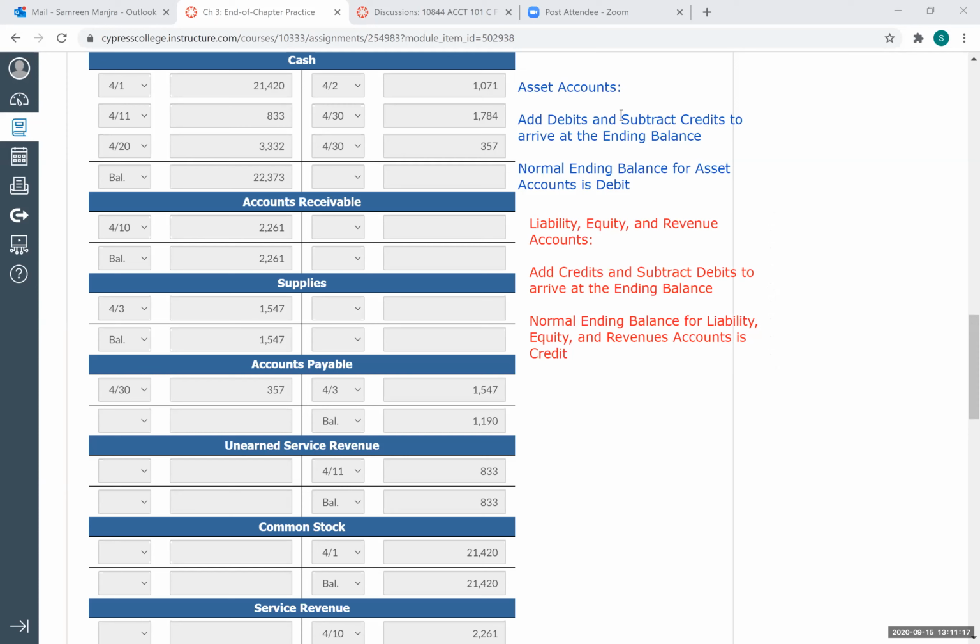Next, we move on to our expenses. For expenses, as well as for dividends, you basically just have debits, so you just need to add your debits together. And our normal ending balance for our expense and dividend accounts is debit.